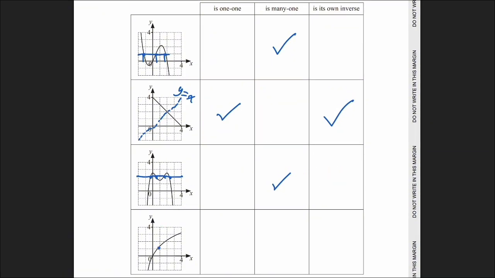Is this a one-to-one function? Yes, it looks like a one-to-one function to me, because every single value of x corresponds to only one value of y. Yep. No, this is not a many-to-one function. Is it its own inverse? Nope, I don't think so.